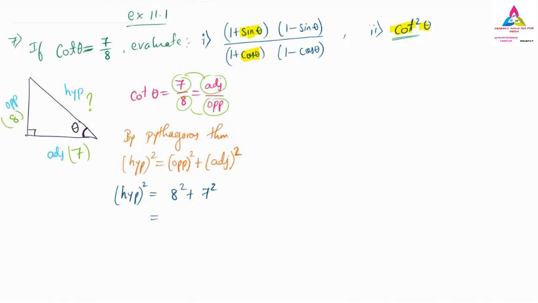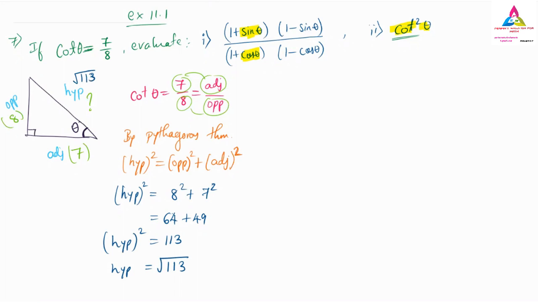So 8 square is 64, and 7 square is 49. If we add together, it will be 113. That is hypotenuse square. But we want the hypotenuse, so hypotenuse will become the square root of 113. So we are getting the hypotenuse in terms of a square root. So hypotenuse will become the square root of 113.